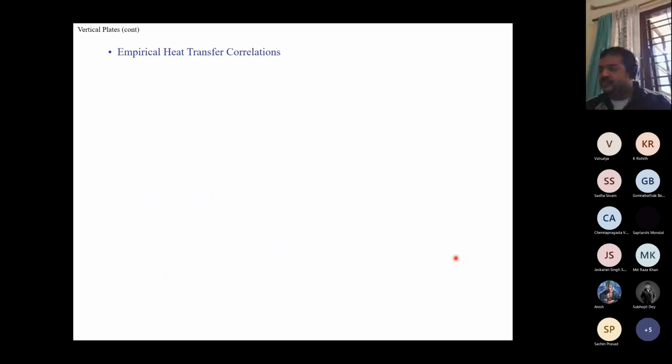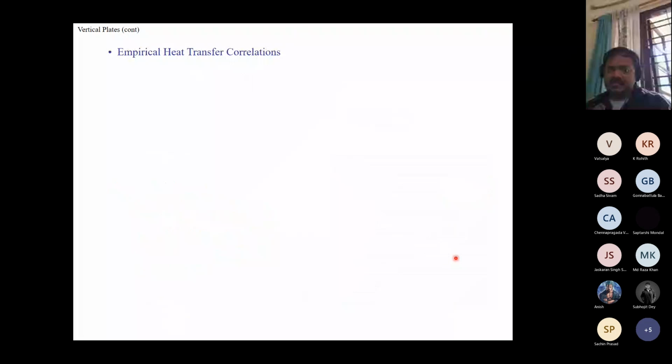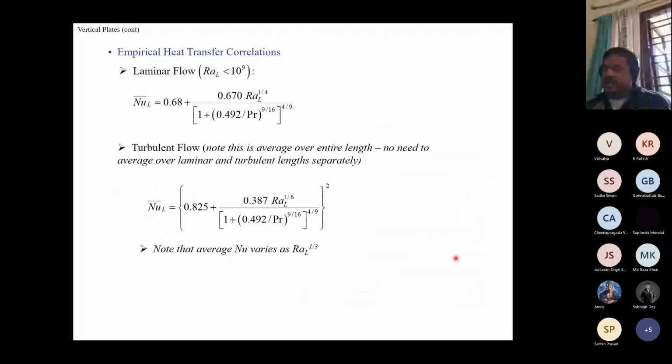Now, apart from this analytical solution, which is a little complicated, especially the function of Prandtl number, there are also some empirical correlations that people have developed. The first one is, or these correlations are by two gentlemen.